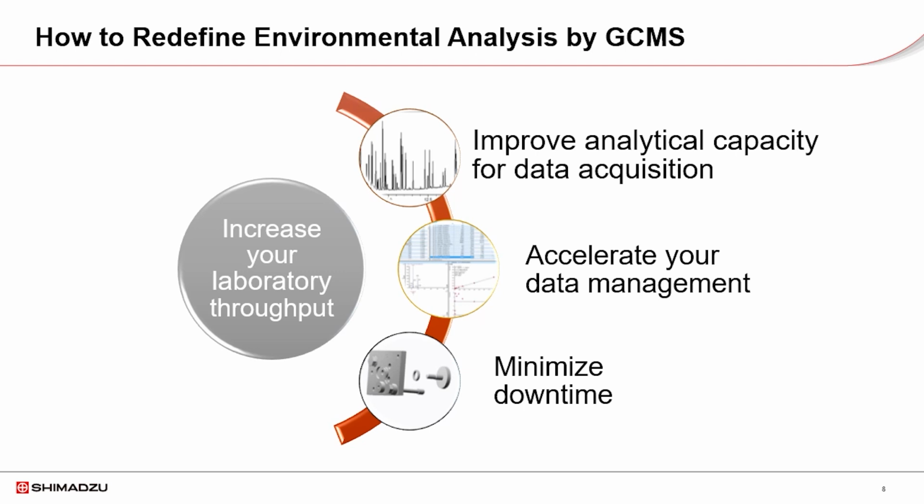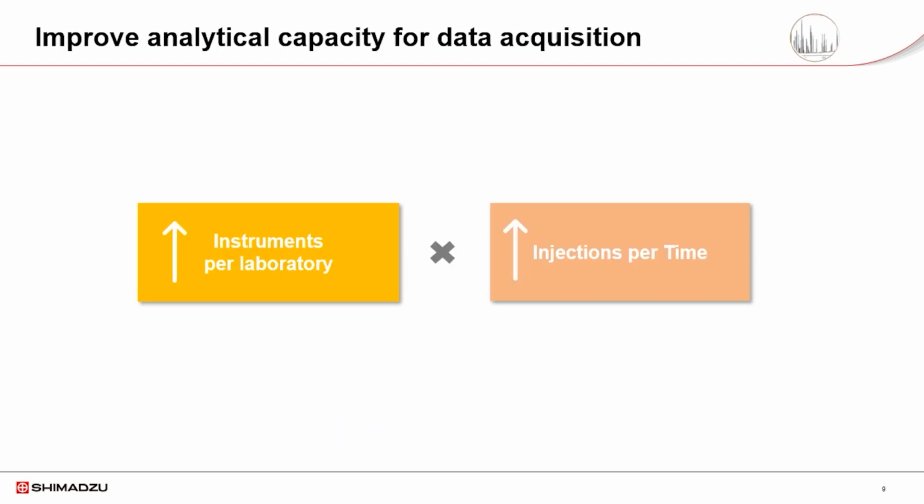So Yoshihiro, let's start with the first point. What are your suggestions for improving the analytical capacity for the data acquisition and how can the Shimadzu GC-MS QP2050 help with that? I see. Thank you, Ruth. So analysis throughput is one pain point to increase the productivity. I came up with two ideas. One is increasing instrument number in the laboratory, and the other is less time for one injection. Instruments per laboratory multiplied by injections per specific time frame will directly affect laboratory output.